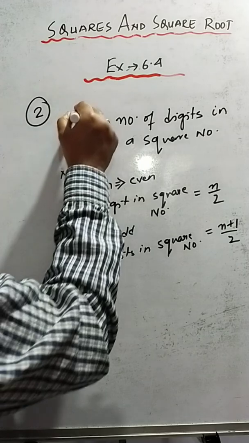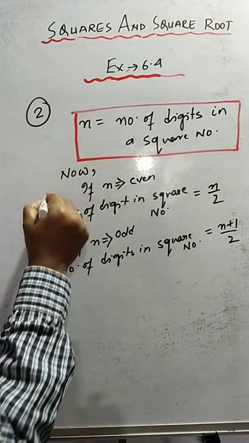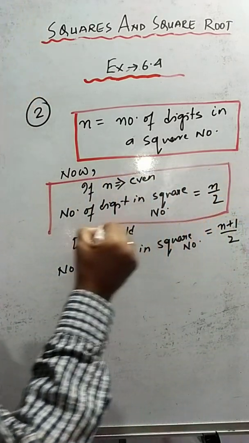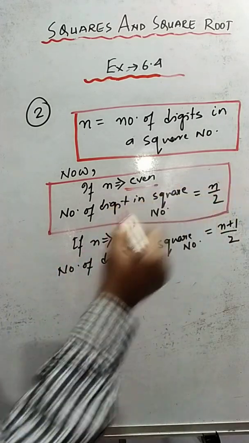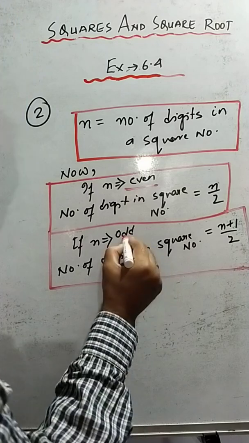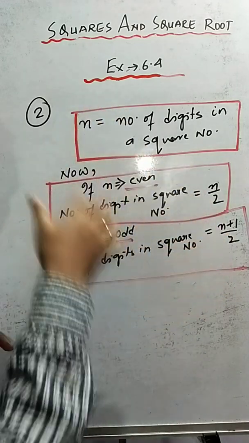First of all, you have to write what n is. After that, if you see that n is even, then you have to use n by 2. And if you see n is odd, then you have to use the other formula. I will show you how exactly this works in question number 2.